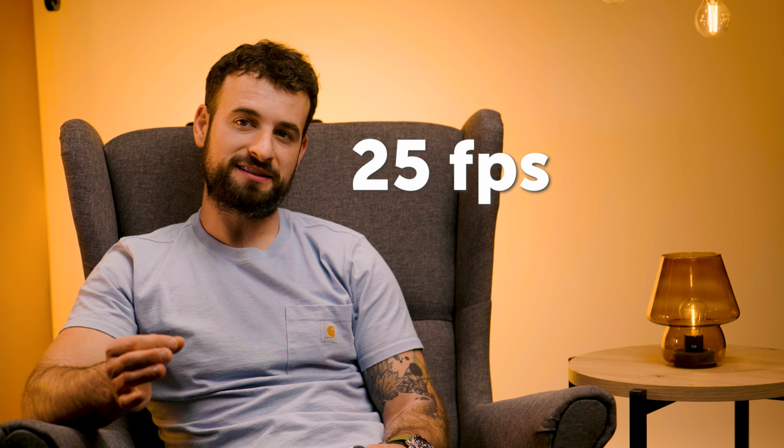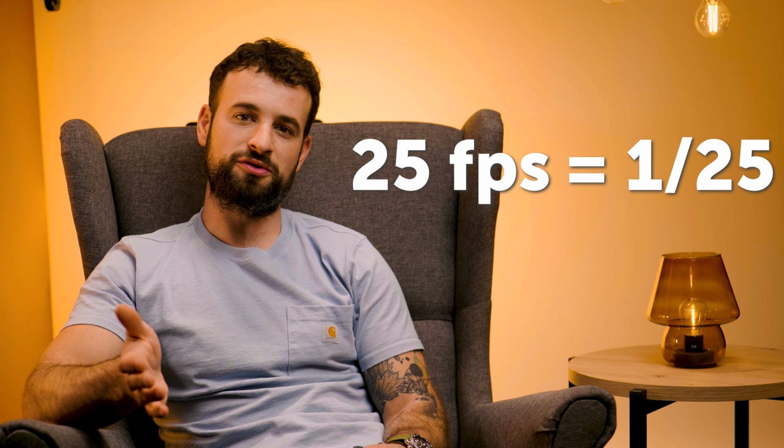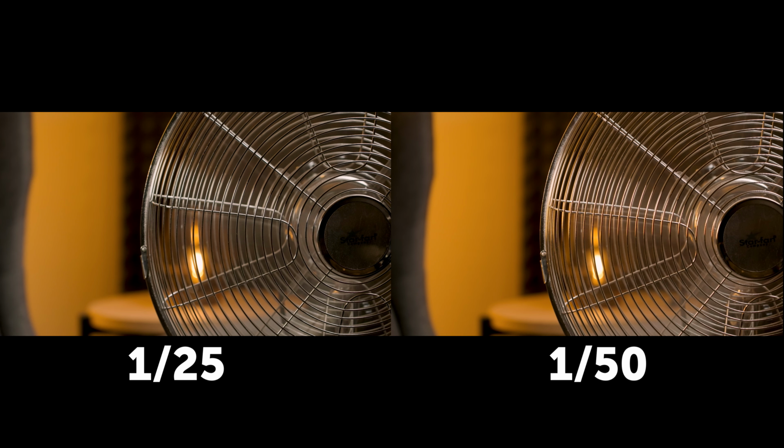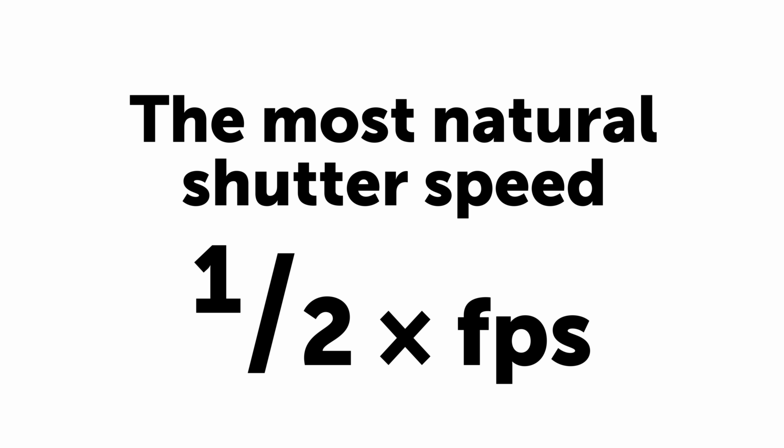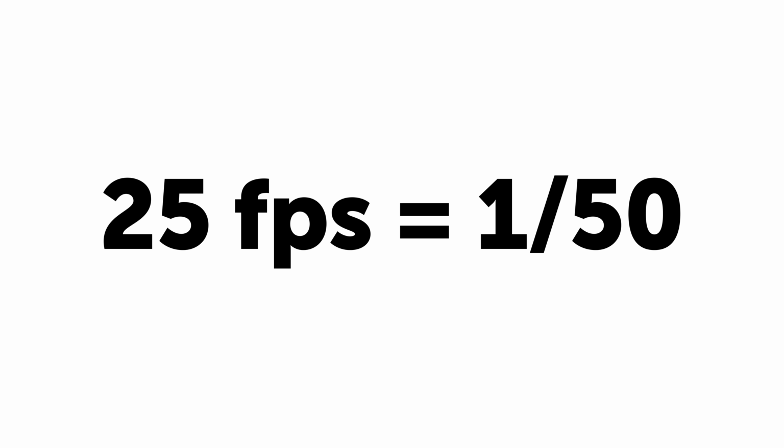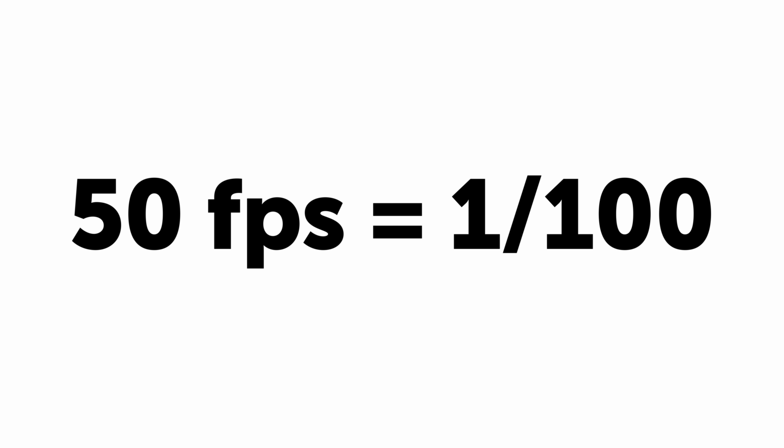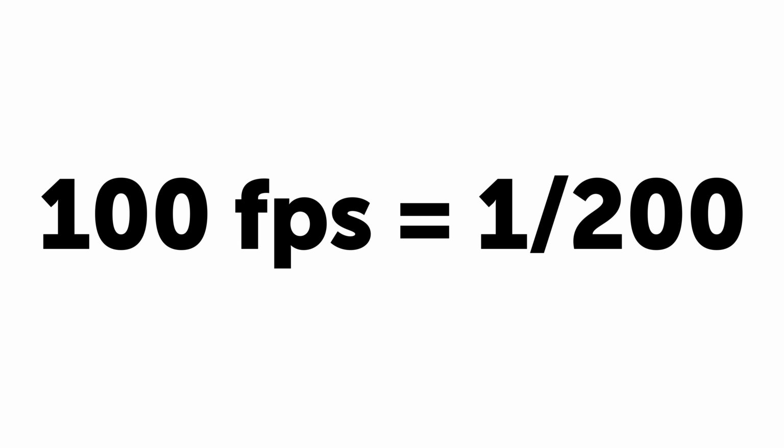Now, it may seem like the perfect solution is to match the 25 FPS. So let's set the shutter speed to 1/25, but that doesn't look very natural, does it? A 1/25 of a second shutter speed is too long, and the motion blur is going to be noticeable and unnatural. The rule of thumb is that the most natural shutter speed setting is 1/twice the frame rate. So for 25 FPS, that means 1/50th. For 50 FPS, that means 1/100th. And for 100 FPS, that means 1/200th, and so forth.